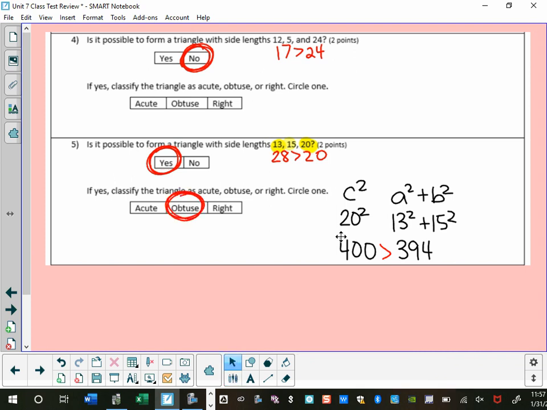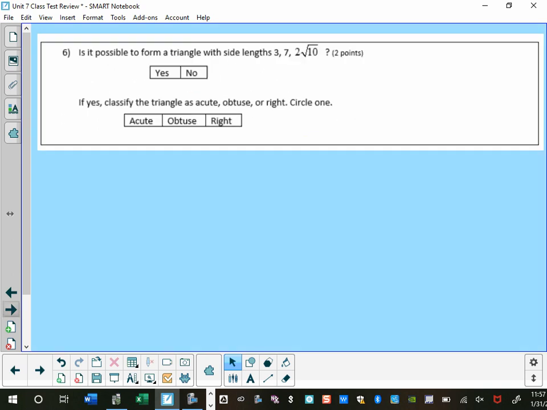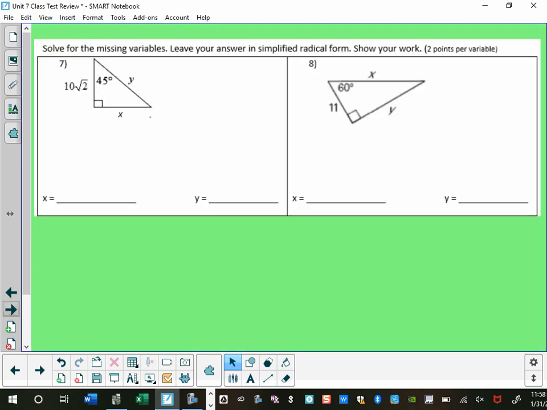Alright, here's another major hint for Tuesday. When I give you guys these problems, assume that it is already a triangle. Okay, so then just go right into your classifications. We're going to skip over number 6. You're not going to see one like that on your test, so we're just going to save our time.